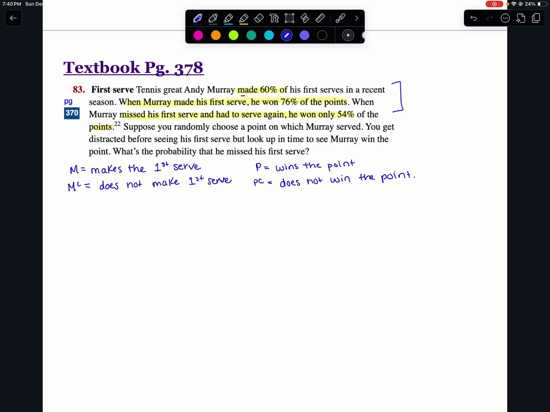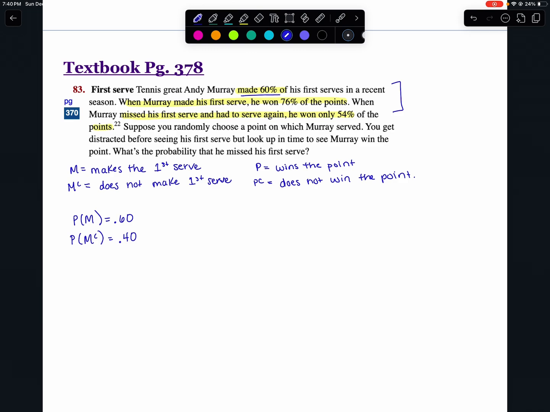So he made 60% of his first serves in a recent season. So the probability that he makes his first serve is 0.60. I can also then get the probability that he doesn't make the first serve from that, because he's either making it or not making it, but that one's not spelled out, okay?